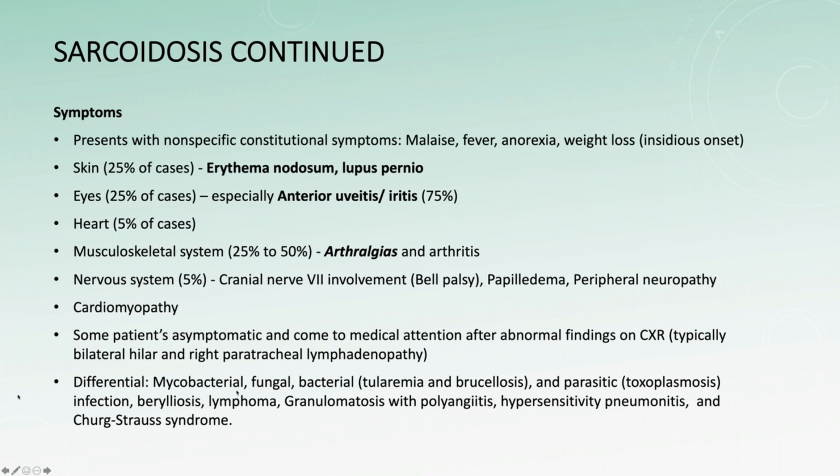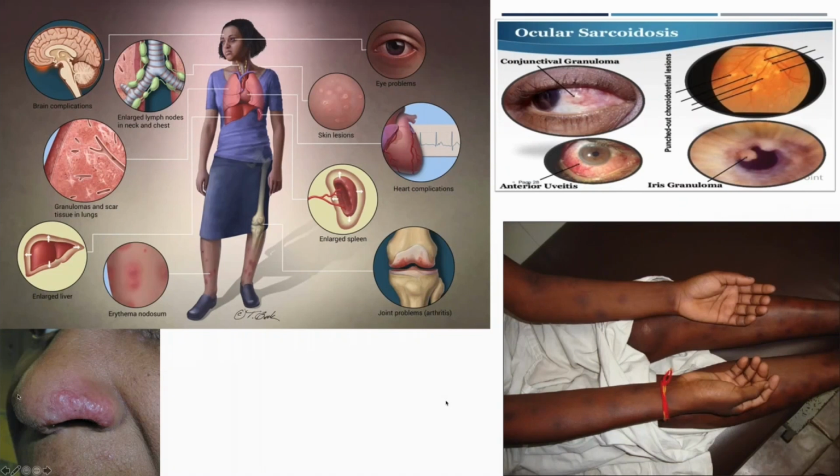And I think, oh, maybe it could be sarcoidosis, right? Differential: TB is definitely on the differential. There are some fungal type pneumonias that can present this way, tularemia and brucellosis, which are not common, parasitic infections like toxo, berylliosis, lymphoma, like we mentioned, and any type of granulomatous disease, you can have trouble identifying.